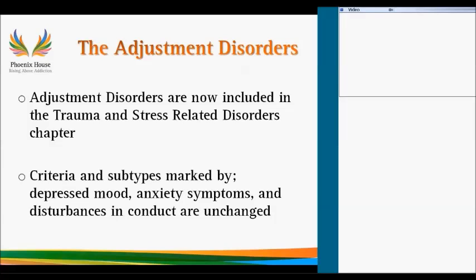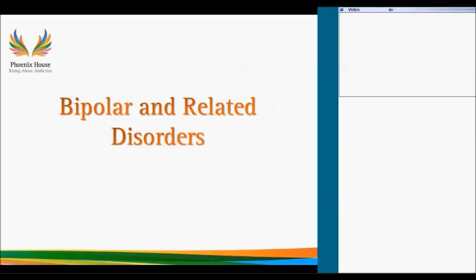Adjustment disorders are now included in this chapter. The subtypes have not changed, and the criteria by which we diagnose adjustment disorder have not changed at all. The only thing they did was move it into a different section. So adjustment disorder is still adjustment disorder.